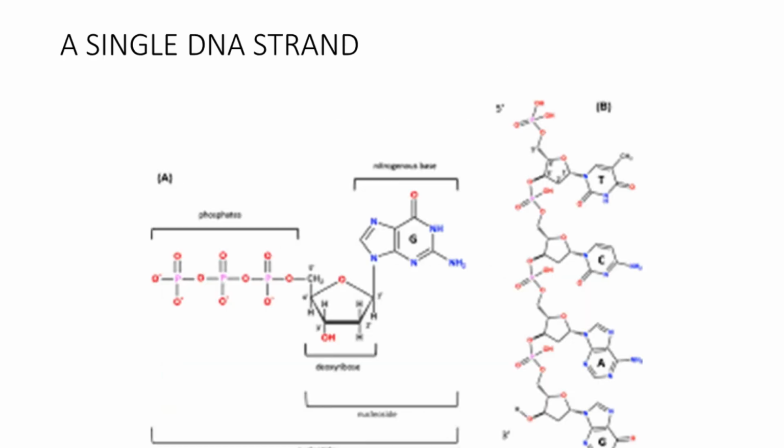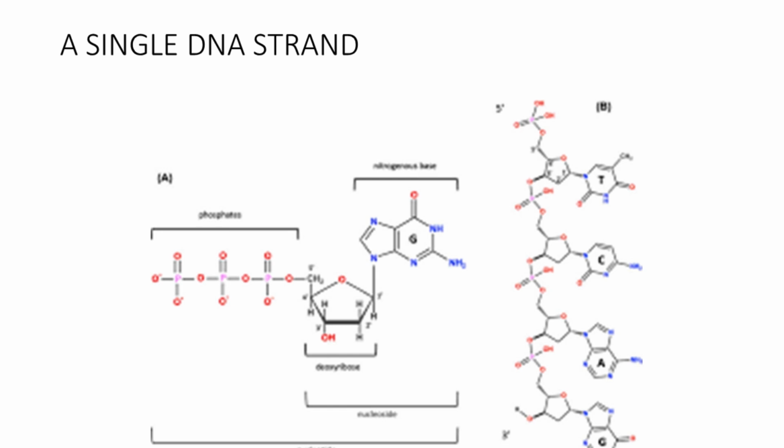Second slide, I show you a single DNA strand. Looking at this single DNA strand, we can observe that each DNA strand is composed of small building blocks called nucleotides. Every nucleotide contains three important components.